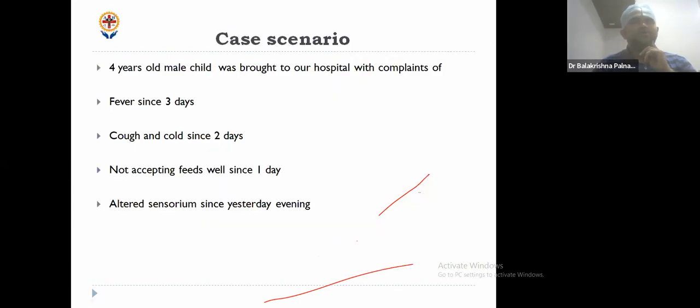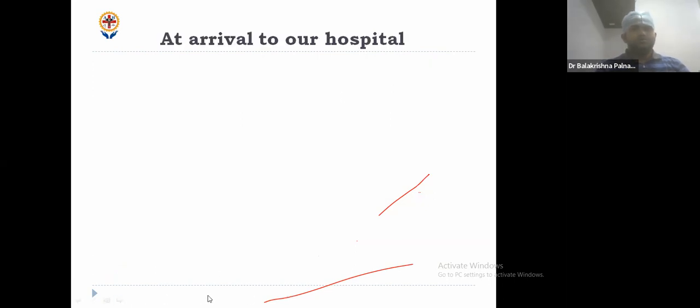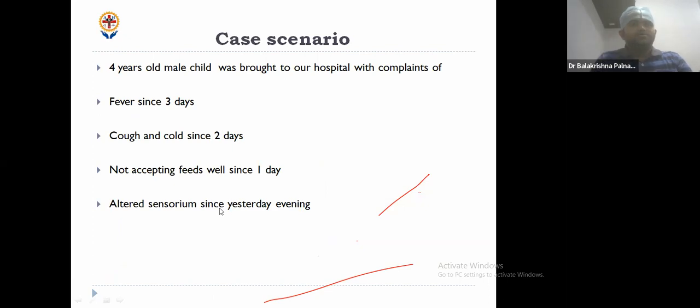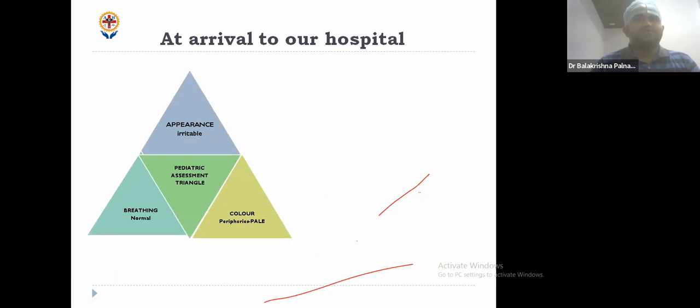So go to the case scenario. This is a case scenario which you usually see in common ER settings. A 4-year-old male child was brought to the hospital with complaints of fever since 3 days, cough and cold since 2 days, and not accepting feeds well since 1 day, and altered sensorium since yesterday evening. So he arrived at our hospital.